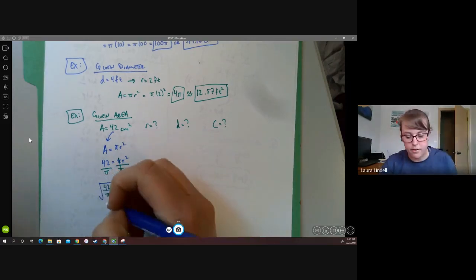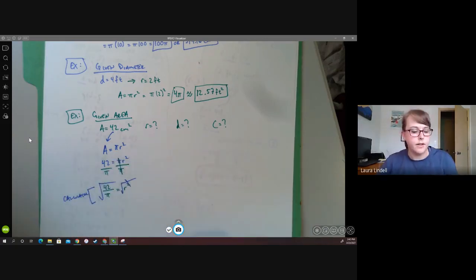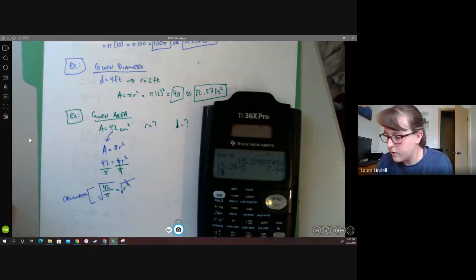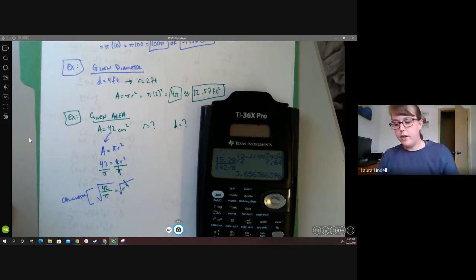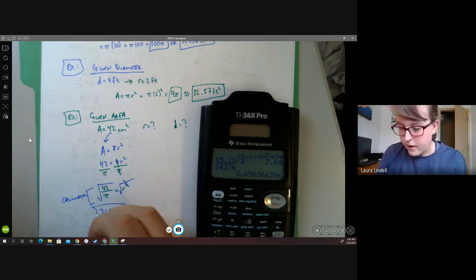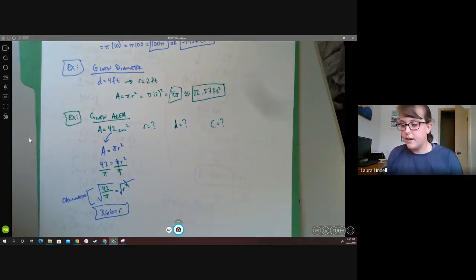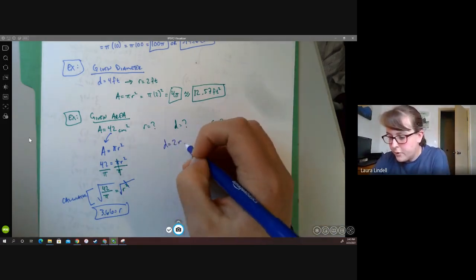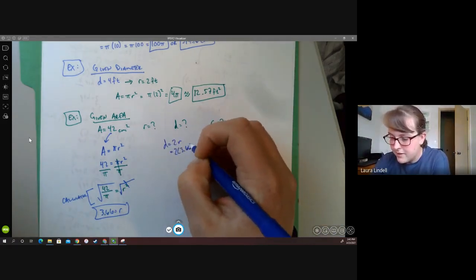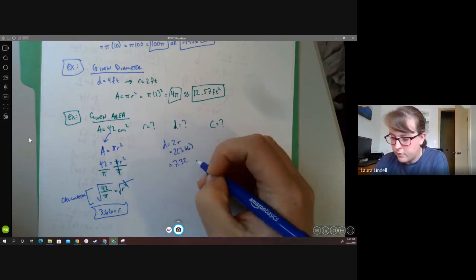So I want to type this entire thing into the calculator. Just like that. So into the calculator we go. Square root of 42 divided by pi, and that should all be underneath the root. And we get 3.66 is what this rounds to for the radius. So there's part of our answer. We found the radius. Then to get the diameter, that's just 2 times the radius, so 2 times 3.66, which gives us 7.32.